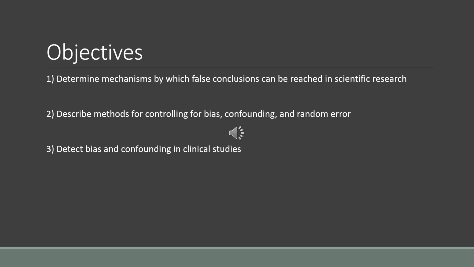By the end of this lecture, you should be able to determine the mechanisms by which false conclusions can be reached in scientific research, namely the three mechanisms in the title. You should be able to describe methods for controlling for bias, confounding, and random error, if they can be controlled for. And then 3, you should be able to detect bias and confounding in clinical studies.